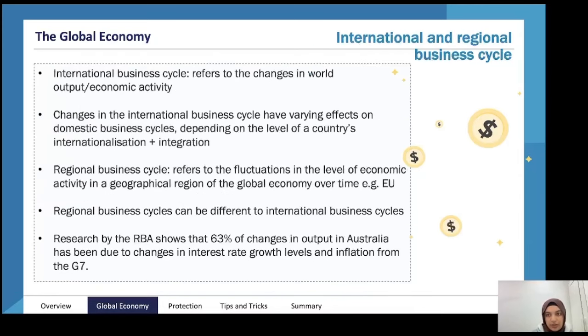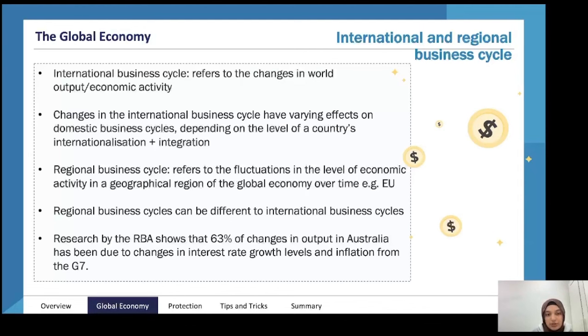Then we've got the international and regional business cycle. This refers to changes in world output and economic activity. These are changes in the international business cycle that have varying effects on domestic business cycles, depending on the level of a country's internationalization and integration. It's very important to look at how the international business cycle is changing, because now we're more integrated than we ever were before. So it's almost like a domino effect. If one domino falls, the rest of them will also fall, and that can cause quite a few issues.